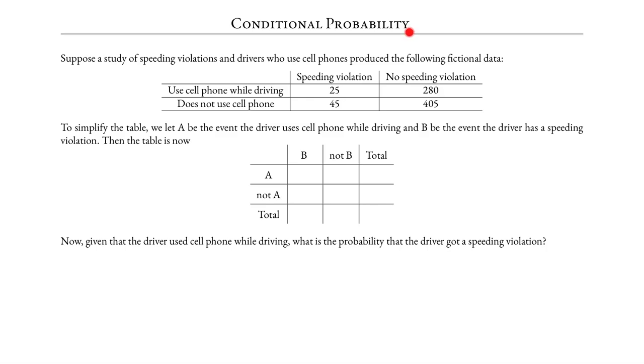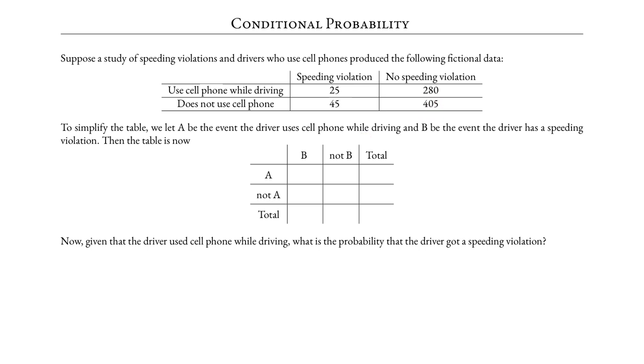Conditional probability. Suppose a study of speeding violation and drivers who use cell phones produced the following fictional data. Use cell phone while driving: 25 got a speeding violation and 280 got no speeding violation. Do not use cell phone: 45 got a speeding violation and 405 got no speeding violation.